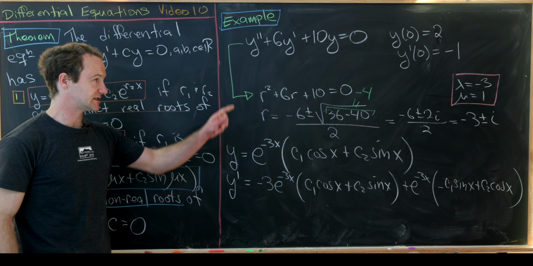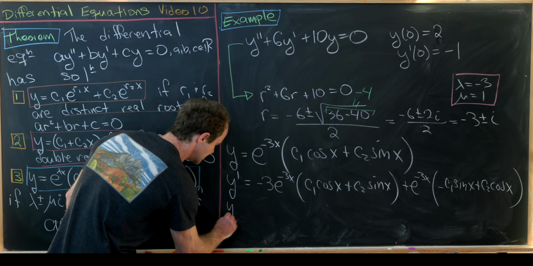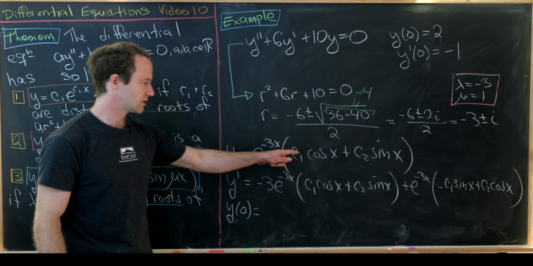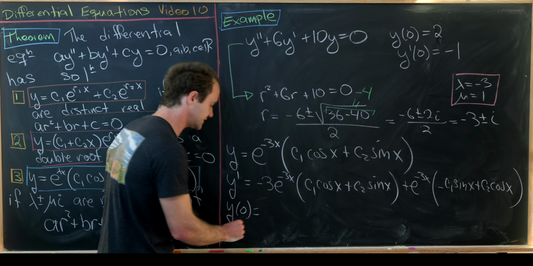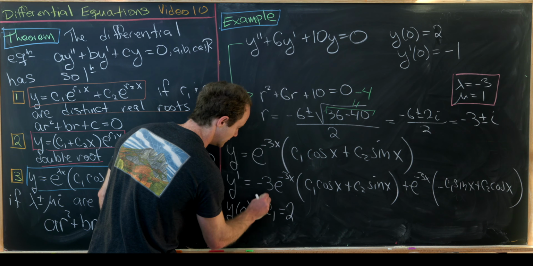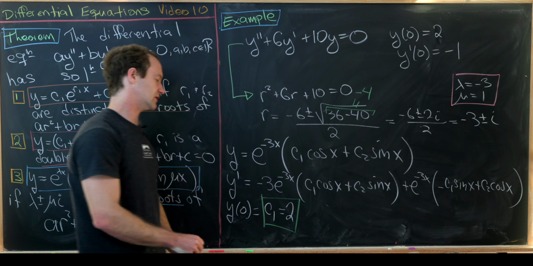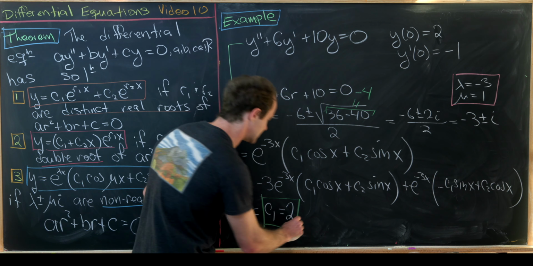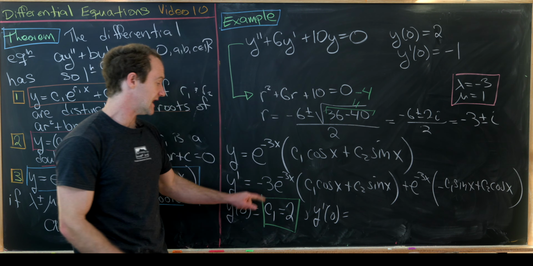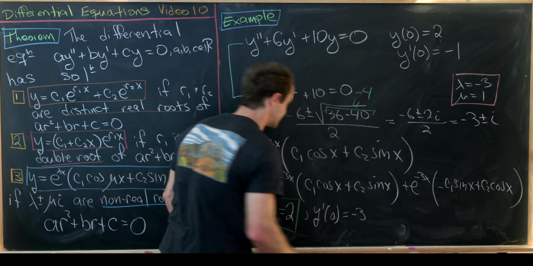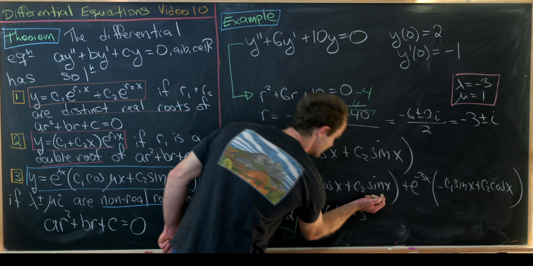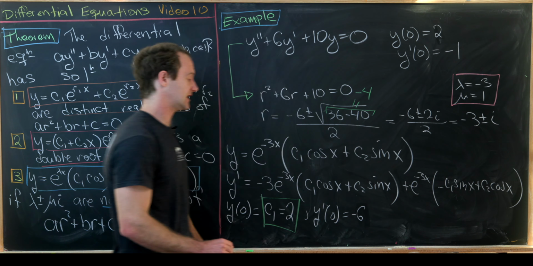Great. Now let's impose these initial conditions. So y evaluated at 0. So e to the 0 is 1, cosine of 0 is 1, sine of 0 is 0, so that gives us c1. But c1 is meant to be equal to 2. So immediately we know the value of c1. And now let's plug in y prime of 0. So we'll get -3 for this first term. We'll get c1 for this first term as well. So c1 is 2, so that gives us -6.